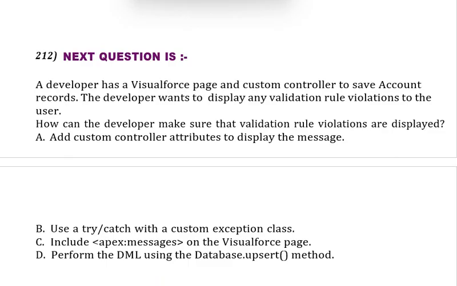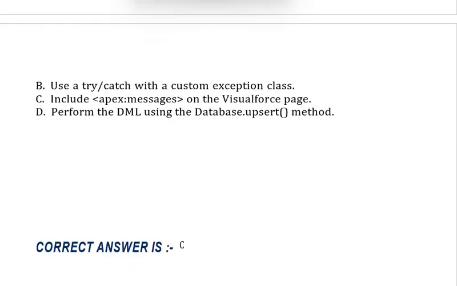Question: a developer has a Visualforce page and custom controller to save account records. The developer wants to display any validation rule violations to the user. How can the developer make sure that validation rule violations are displayed? Option A, add custom controller attributes to display the message. Option B, use a try/catch with a custom exception class. Option C, include <apex:messages> on the Visualforce page. Option D, perform the DML using the Database.upsert() method. Correct answer is option C.